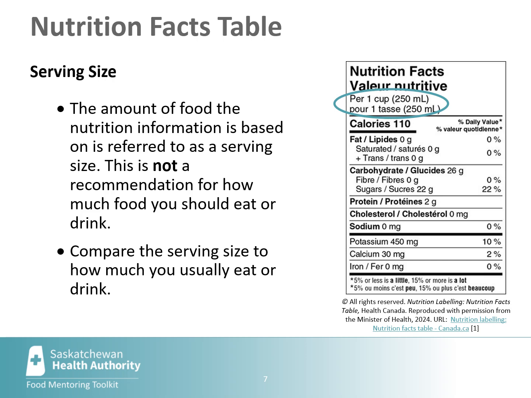Compare the serving size to how much you usually eat or drink. If you eat or drink more or less than the serving size, then the amount of each nutrient you consume will be different than what is shown in the table. For example, if the serving size for a beverage is 250 milliliters, but you drink 500 milliliters of the product, then you will need to double the amount listed for each nutrient.